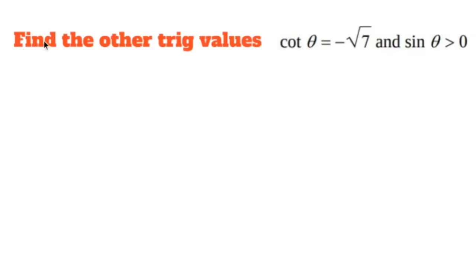All right, this one's going to be a doozy. Find the other trig values if cotangent of theta equals negative root 7 and sine theta is greater than 0. In other words, sine is positive. So let's make ourselves a little fake coordinate plane and remind ourselves where sine is positive. Sine is positive up here and up here.